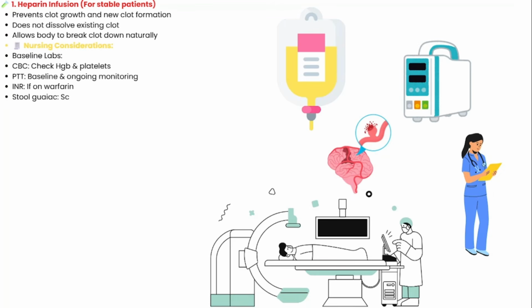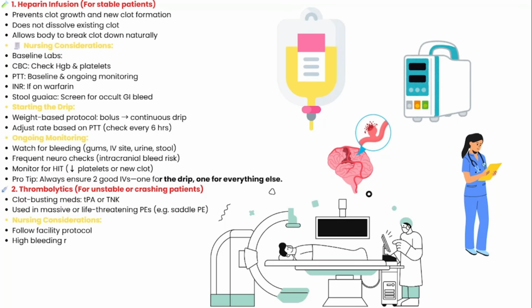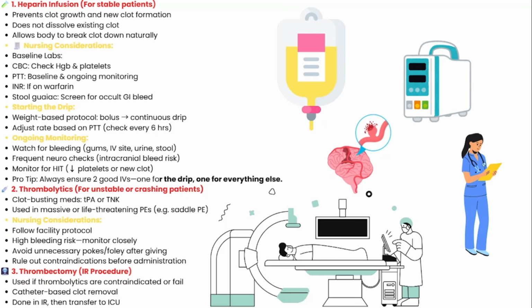So let's take a deeper look at the main treatment options: the heparin, the thrombolytics, and the thrombectomy. The heparin infusion is going to be done for most patients who are hemodynamically stable because, again, it doesn't dissolve the clot, but it prevents it from getting larger and new clots from forming, and it buys the body's own fibrinolytic system time to break the clot down naturally.